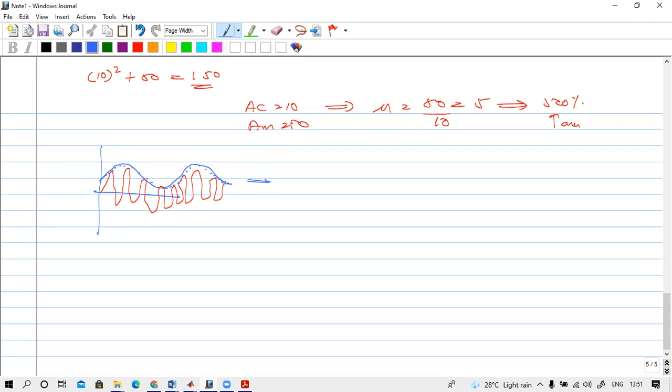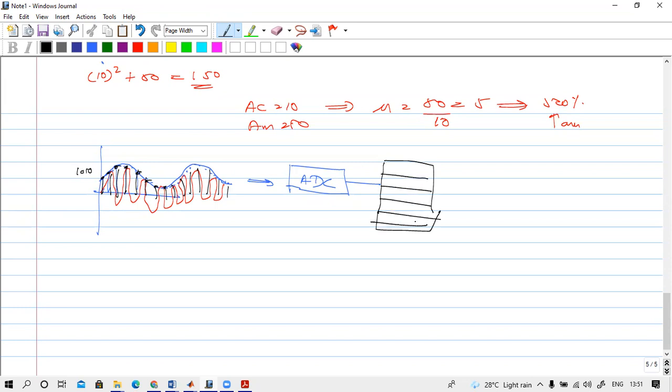If we send this signal through an analog to digital converter, ADC, what does it do? It will sample this signal, and the samples will be converted to binary form, like 1010. And it can be stored in a RAM. So in RAM we can save this sample: sample 1, sample 2, sample 3, sample 4, sample 5, like this. So using the ADC, we can get this signal and sample it, and we can sample this envelope only.